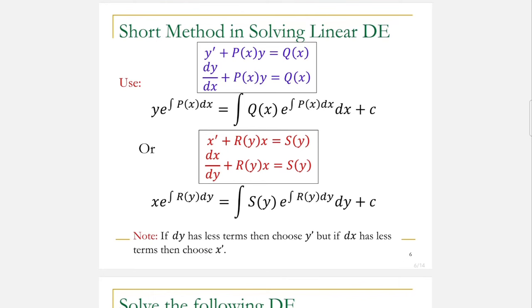But I suggest that you follow the 3 steps, because if you are using one formula, one false move, then everything is wrong. Okay? If you forgot something in the equation, then everything is wrong.